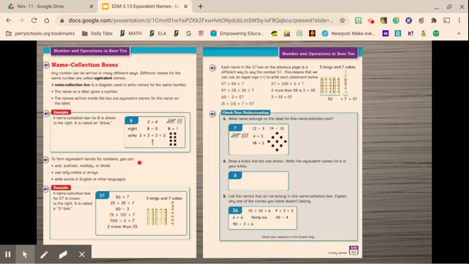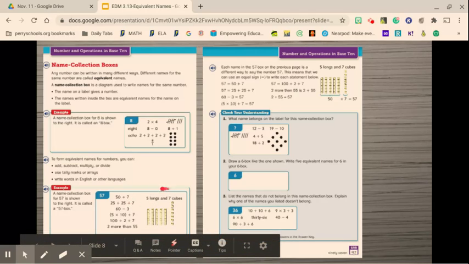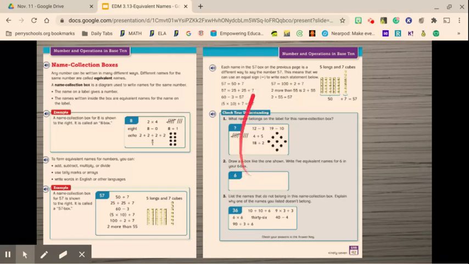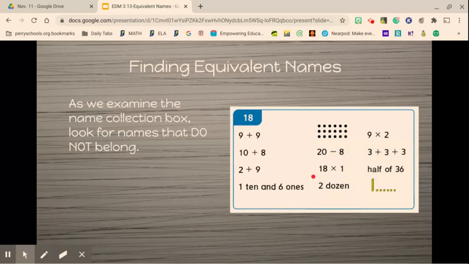To form an equivalent name, you can also, remember this is what we're focusing on today, add, subtract, multiply, divide. So we're using all 4 operations. You can use tally marks or arrays, or you can write the words out. So this box shows you 57, and they actually use base 10 cubes to help us to see 57. This has a little bit more examples of how to use name collection boxes if you were to look at it.